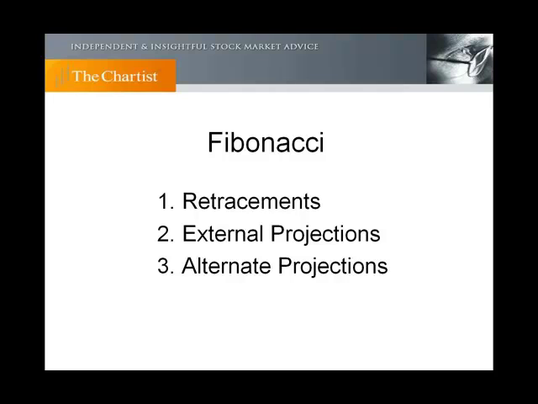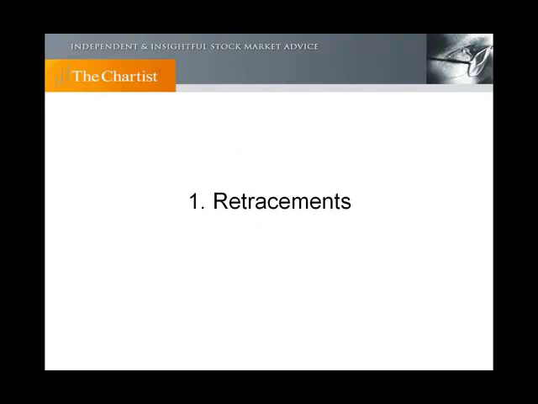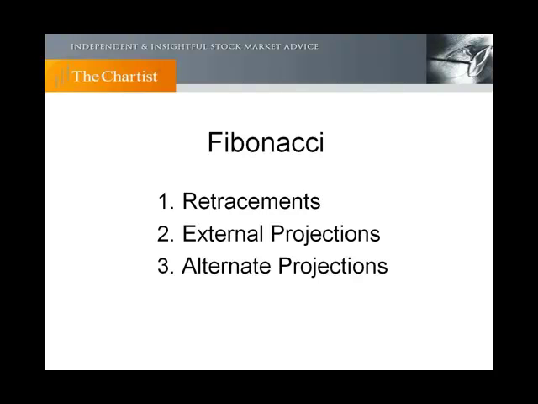Okay, we're going to start talking about Fibonacci retracements. We're going to be talking about external and alternate projections. This is where people can get caught up in analysis paralysis. Don't get too caught up on the measurements. At the end, I'm going to show you a summary of all the measurements, and I'm going to give you a spreadsheet that you can have a look at that has all those things on it. So Fibonacci retracements, external projections, and alternate projections as well. So let's start with retracements.